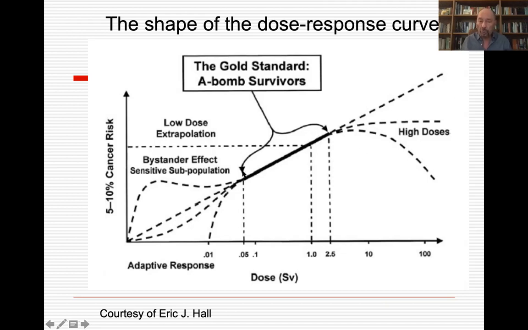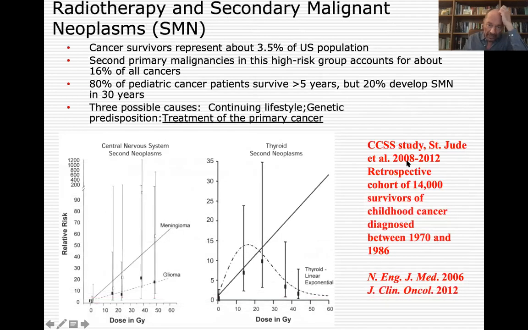So epidemiology also helps us here, the gold standard, which is A-bomb survivors. Of course, we can get a lot of information from radiotherapy, from second malignancies in radiotherapy. But you have to be careful here, because radiotherapy is characterized by very high dose in the tumor region and low dose surrounding.